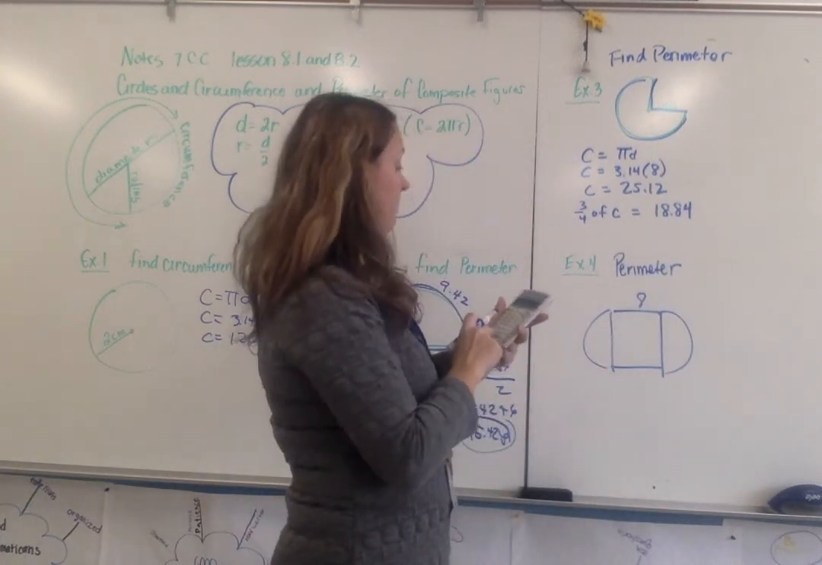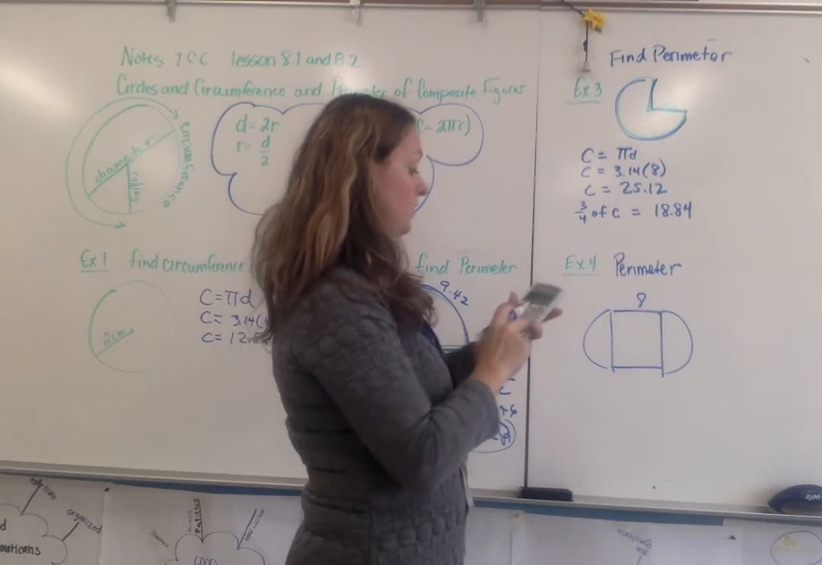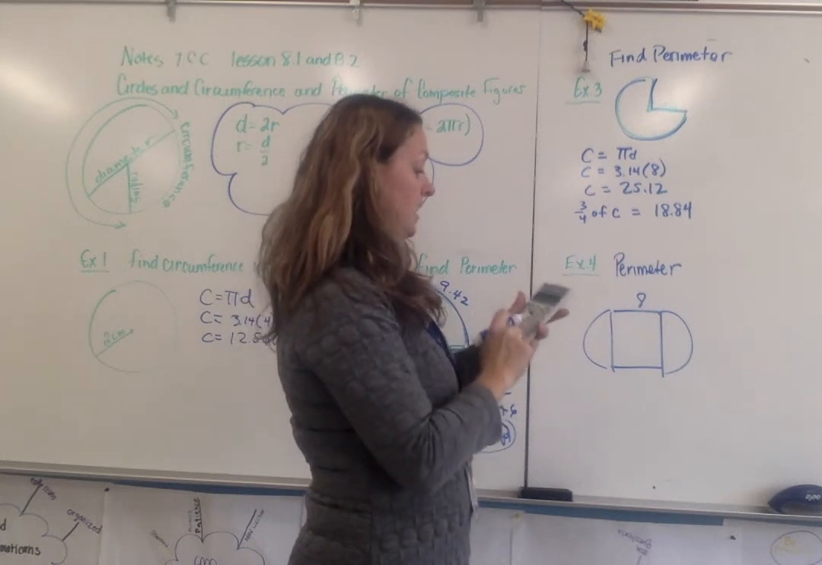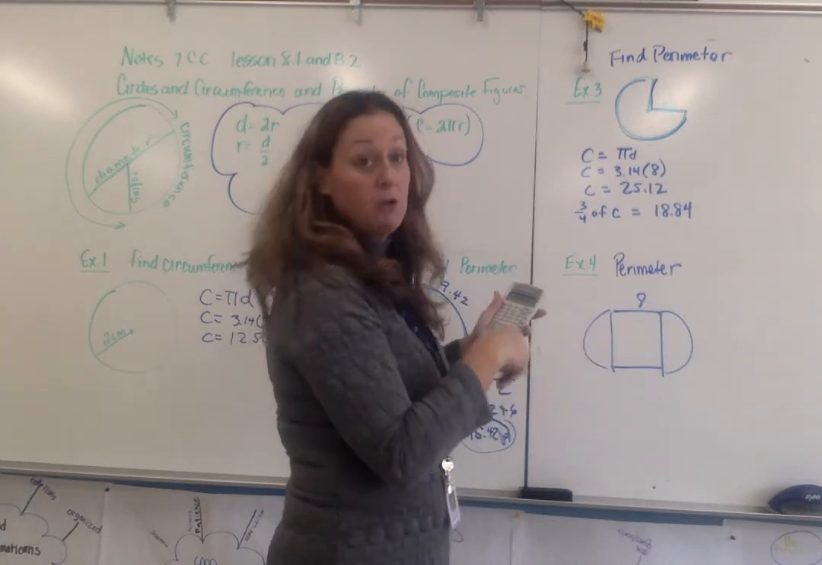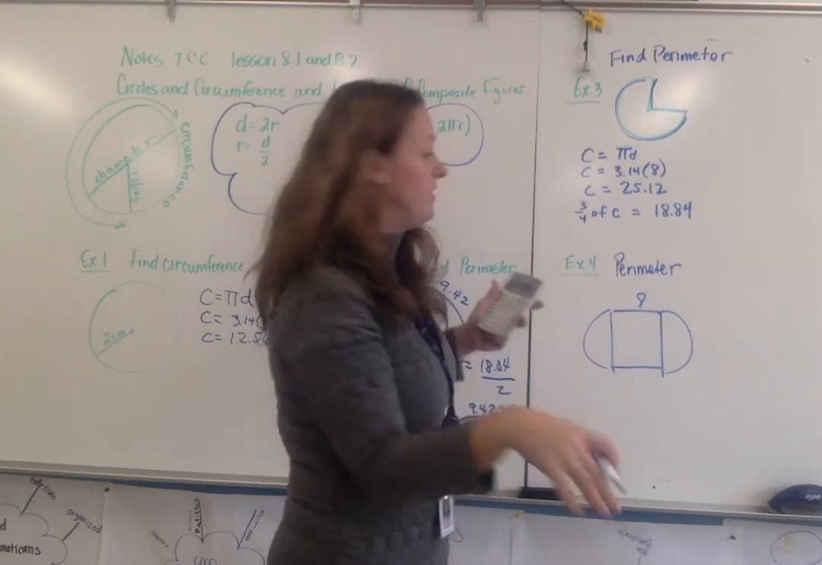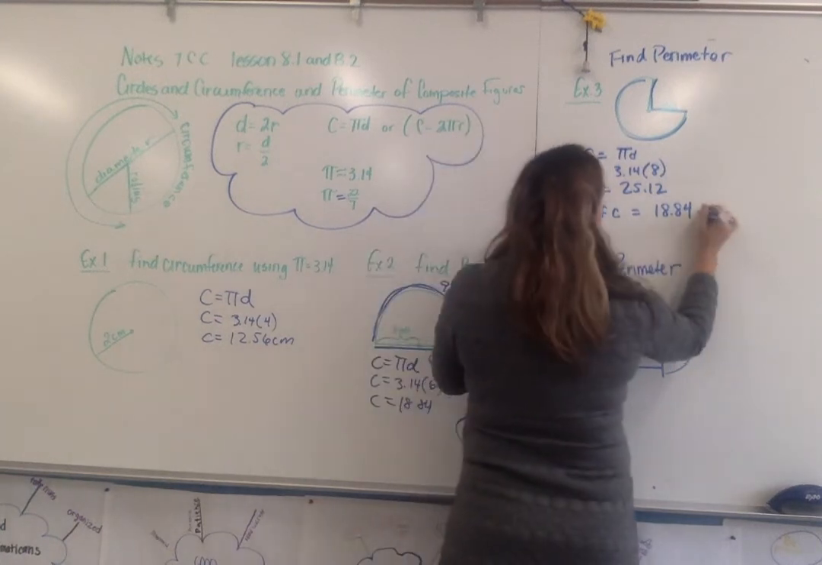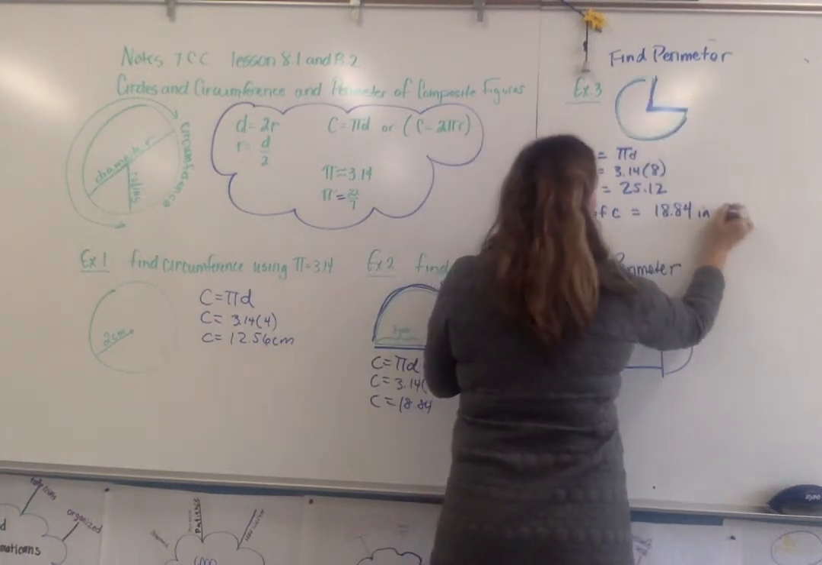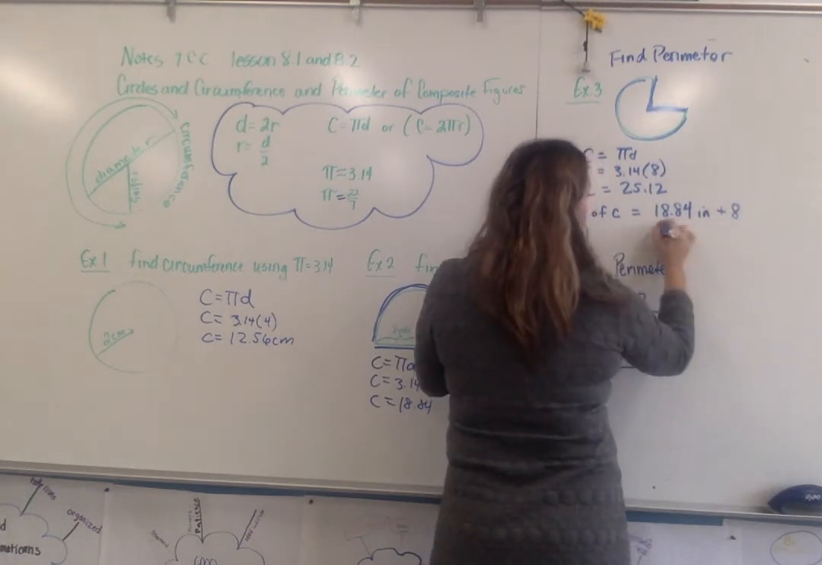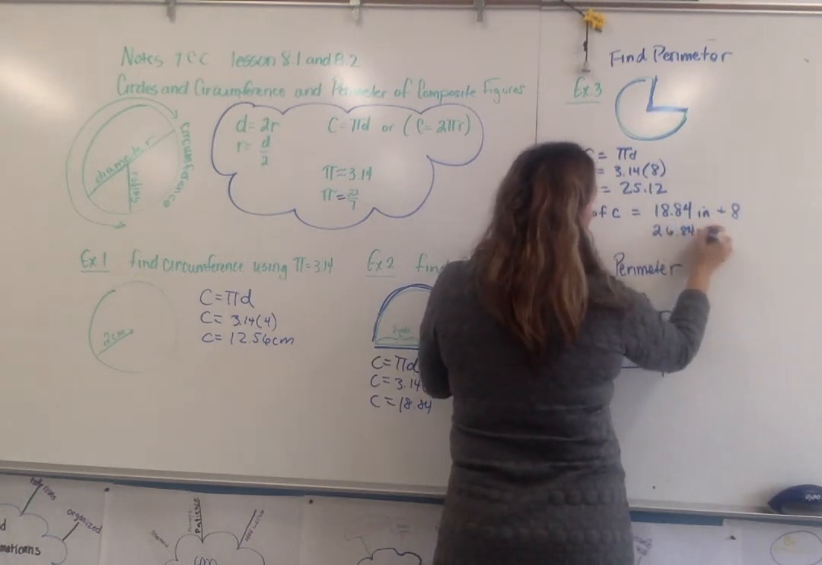And I can do that by taking 25.12, dividing it by 4 parts, and then multiplying it by 3. I just did it by 0.75. And this is inches. And then I have to add on these 2 parts of the circle. So I have to add on 8. So I get 26.84 inches.